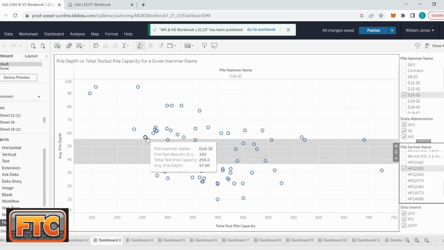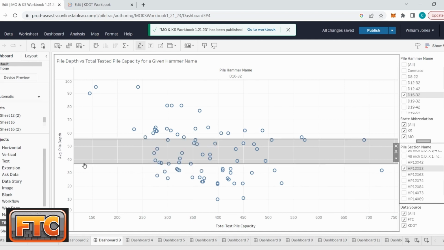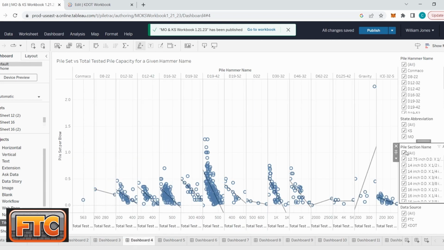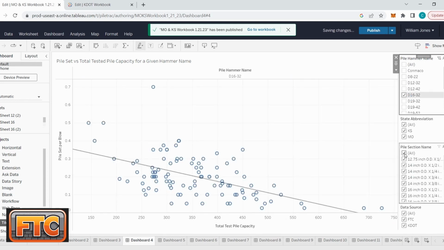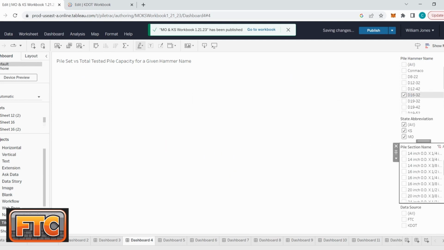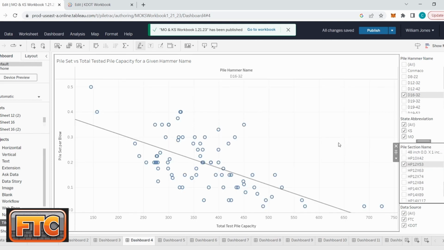But that gives you an idea of what the typical depths are, roughly 45 to 55 feet long for a D1632 hammer. Let's say I wanted to get an idea of what the pile set would be for a D1632 hammer, and I'm going to drive HP 12 by 53, so I'm going to deselect all, and I'm going to go down to 12 by 53. And I've got a best fit line here, and I could look at the slope. I could figure out what the pile set should be roughly for a given pile capacity.